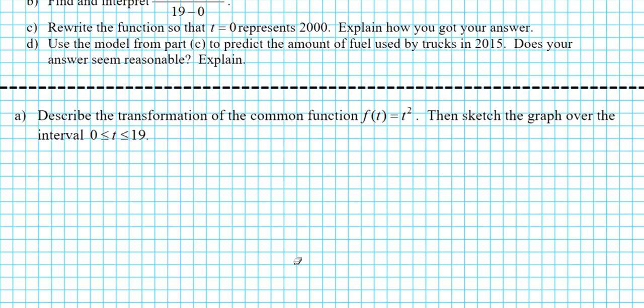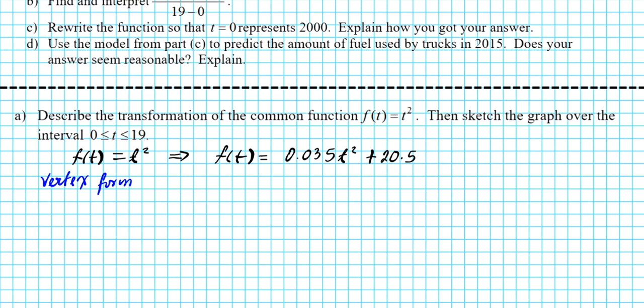Okay, so what we're doing is basically going from this common function, this parent function, f of t equals t squared, into this transformed function here, f of t equals 0.035 t squared plus 20.5. To determine what the transformations are on this original function that yields this, we're going to start by taking a look at the vertex form for the equation of quadratics.